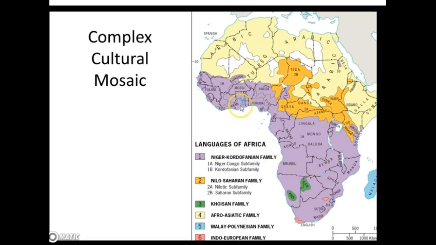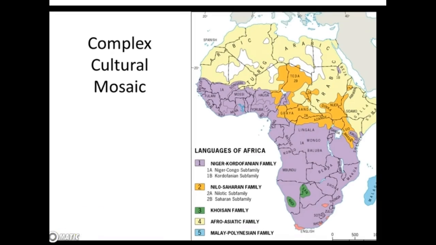So you see the Niger-Kordofan, which is this kind of purple, and then you see some islands of unique language types, the Khoi and the San. And so this is one of the things that we look at in culture, because language is such an important reflection of culture, and again reflects this very high cultural diversity that we find throughout Africa.